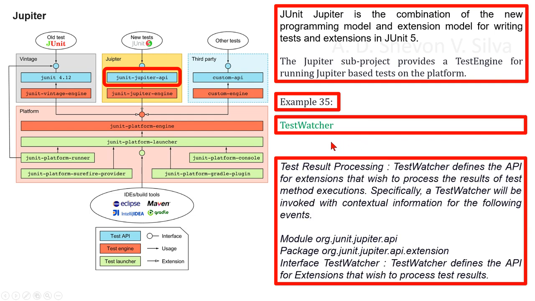Test result processing. TestWatcher defines the API for extensions that wish to process the results of test method execution. Specifically, a test watcher will be invoked with contextual information for the following events. Interface TestWatcher in package org.junit.jupiter.api.extension in module org.junit.jupiter.api. TestWatcher defines the API for extensions that wish to process test results. testDisabled is invoked after a disabled test method has been skipped. testSuccessful is invoked after a test method has completed successfully. testAborted is invoked after a test method has been aborted.